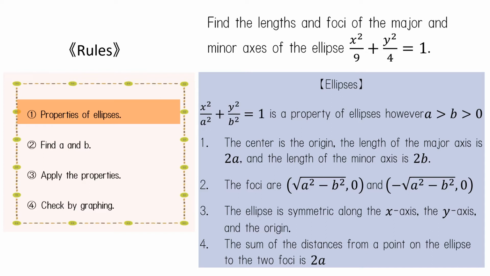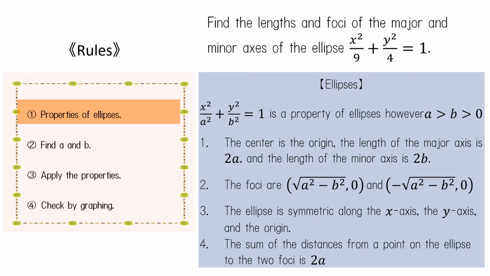the lengths of the major and minor axes and the foci. First, let's use the property of the ellipse x squared over a squared plus y squared over b squared equals 1. For a greater than b greater than 0, the center passes through the origin, and the length of the major axis is 2a, and the length of the minor axis is 2b.